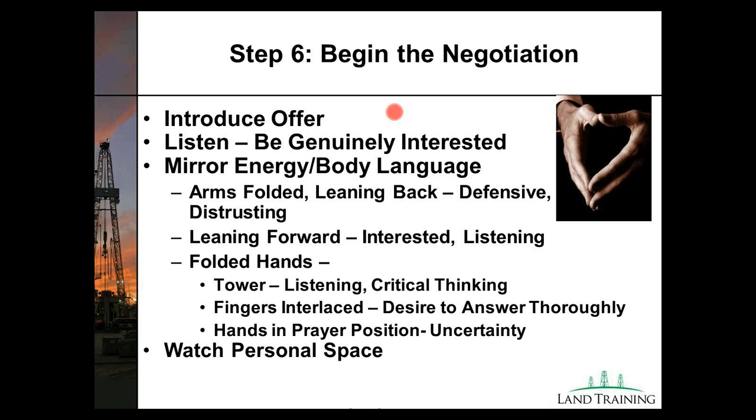There are different ways that you can also analyze someone's body language by what their hands are doing. If someone forms a tower with their hands, almost like a church steeple, that person is pontificating. They're thinking critically. They're listening, but they're thinking critically. If you respond to that by interlacing your fingers, that is a message that you're trying to answer their questions as thoroughly as possible. If they put their hands together in a prayer position, or better yet, if you put your hands in a prayer position where your fingertips are touching and your palm is touching, that conveys uncertainty.